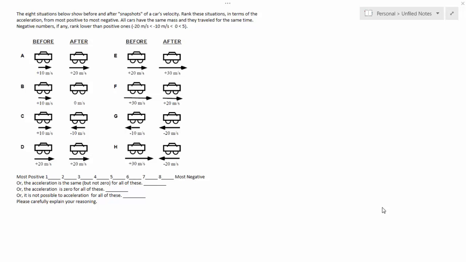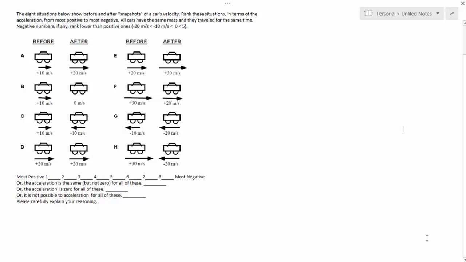It states in the question that all cars have the same mass and they travel for the same amount of time while their velocity changes. They also state that negative numbers rank lower than positive ones. So the more negative it is, the smaller it will be in terms of our ranking. So how do we proceed?